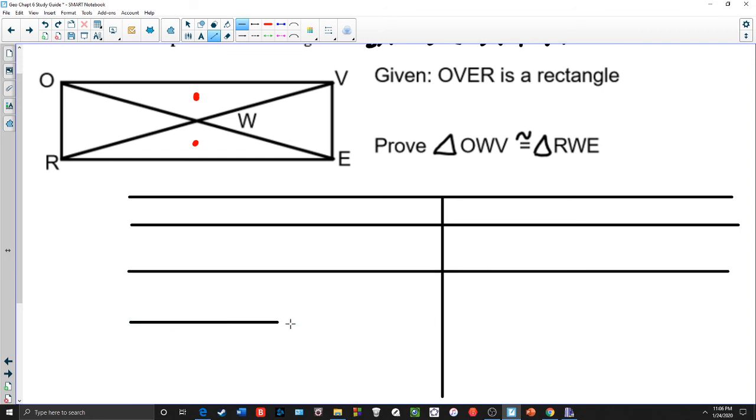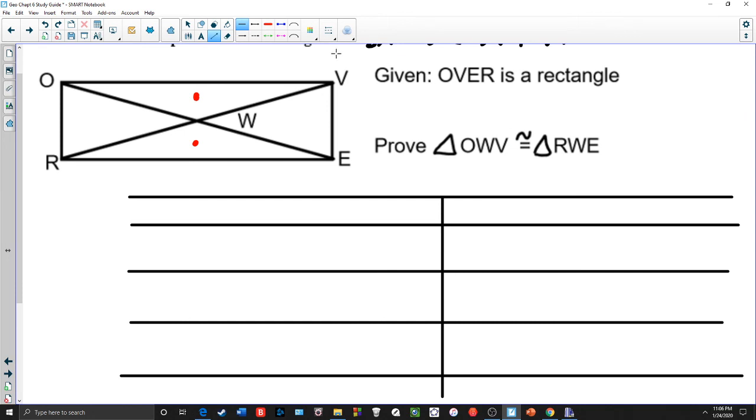It's not a very long proof, but we'll just put in some lines just to be sure. There we go. And then, of course, we are going to start, as always, let me shrink this a bit. We're going to start with our given.